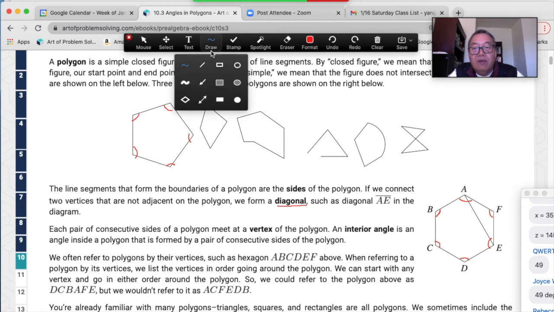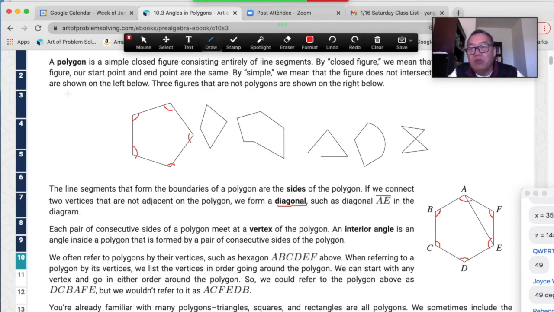Let's start from the triangle. For a triangle, we already know this one. This angle plus this angle plus this one equals what? We know this equals 180 degrees, right? We don't need to know the measure of each angle, but we know the sum of these three interior angles always equals 180 degrees.